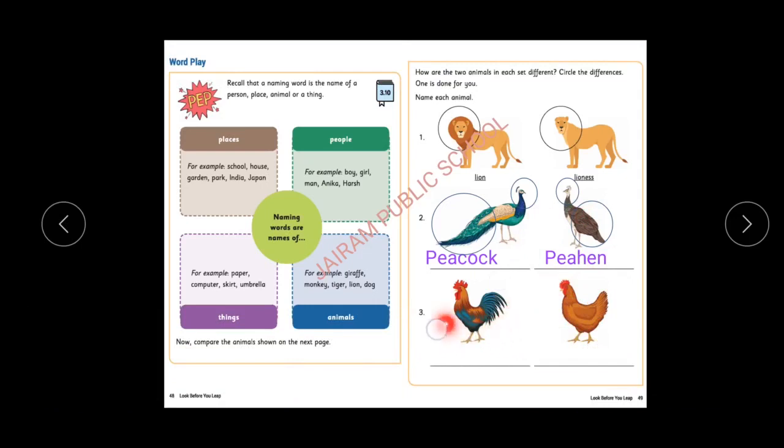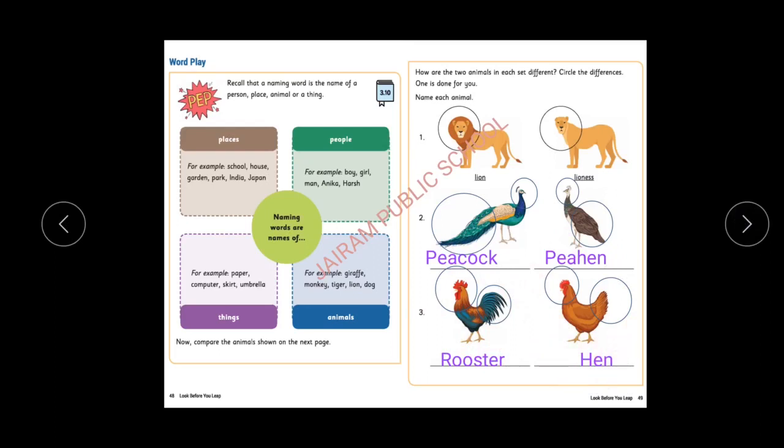What is this? This is a rooster. What are the differences? Look at the head, the comb and the wattle present in each bird are different. So I'm circling that first. Then look at the tail. That is also different, so I'm circling that too. Now, what is the name of these birds? Rooster is the name of this bird and hen is the name of this bird.